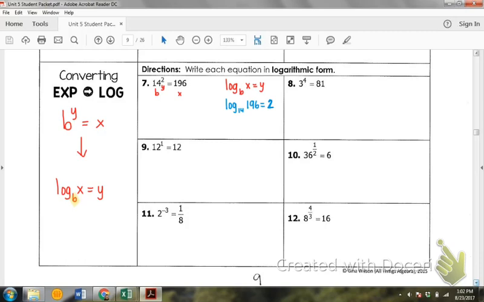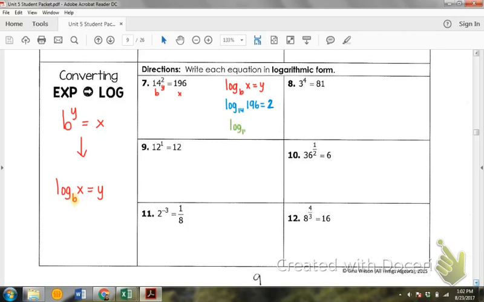Anybody have questions with number 7, how I got them to where they go? You label everything as is, b to the y equals x. When you write your formula down, you just plug them in. Now I do want to tell you this. Look up here for just a second. Sometimes I have students do this.